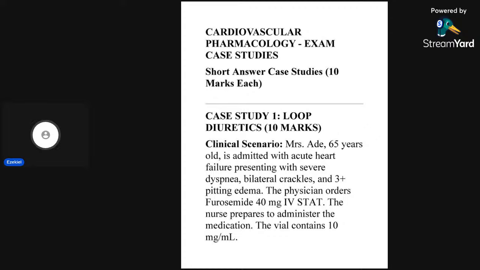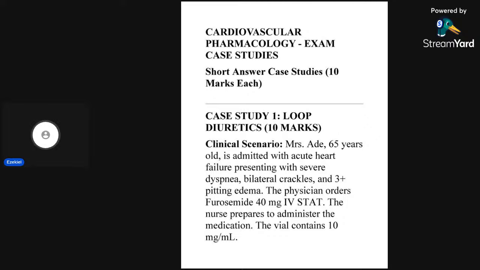So this particular case study one, we are just going to do about 5 or 6 case studies because it's a short class because it's just the first time. After that, we'll take an assessment. All right. So the first case study is a diuretic case study, which says Mrs. Ade, 65 years old, is admitted with acute heart failure, presenting with severe dyspnea.